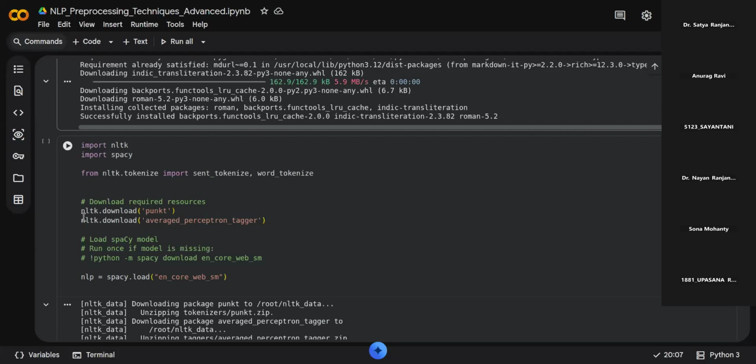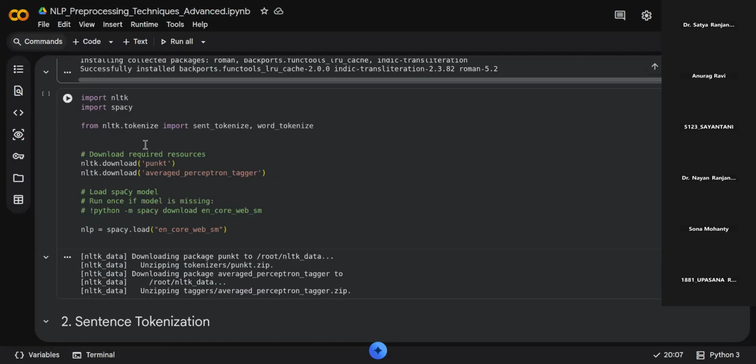So that's why you have to write nltk.download punkt and nltk.download averaged_perceptron_tagger. So along with this import, we need to download these two. If you only import this and try to use sent_tokenize and word_tokenize, it is not going to work. Okay. And for spaCy, we have to use a pre-trained model that is called en_core_web_sm.